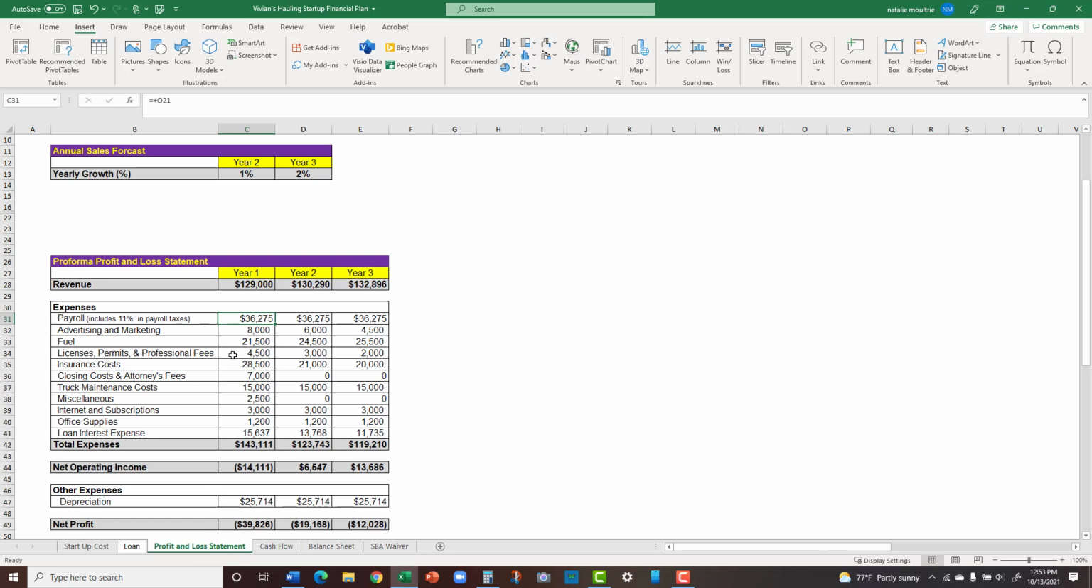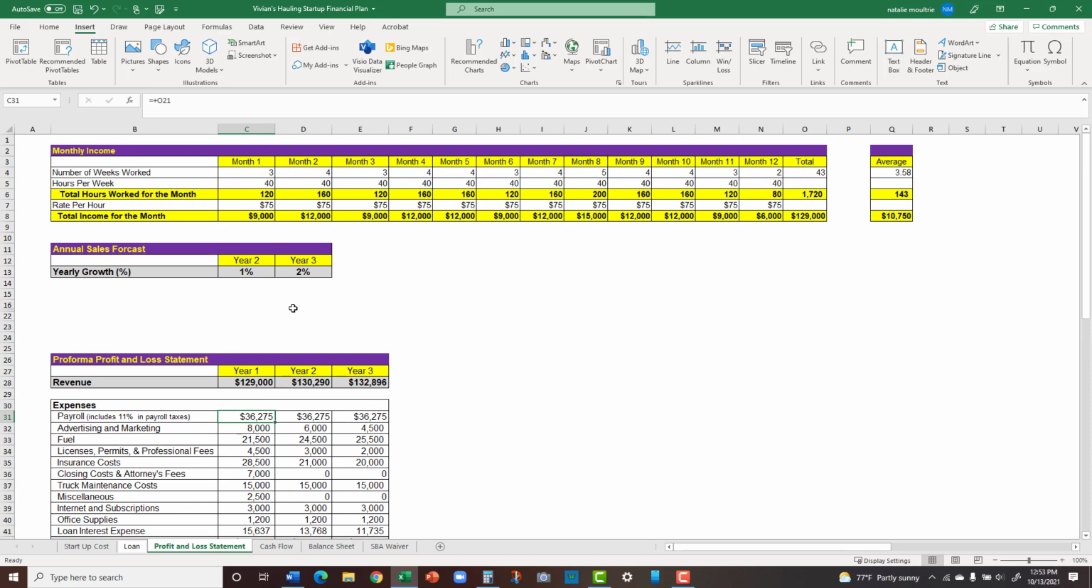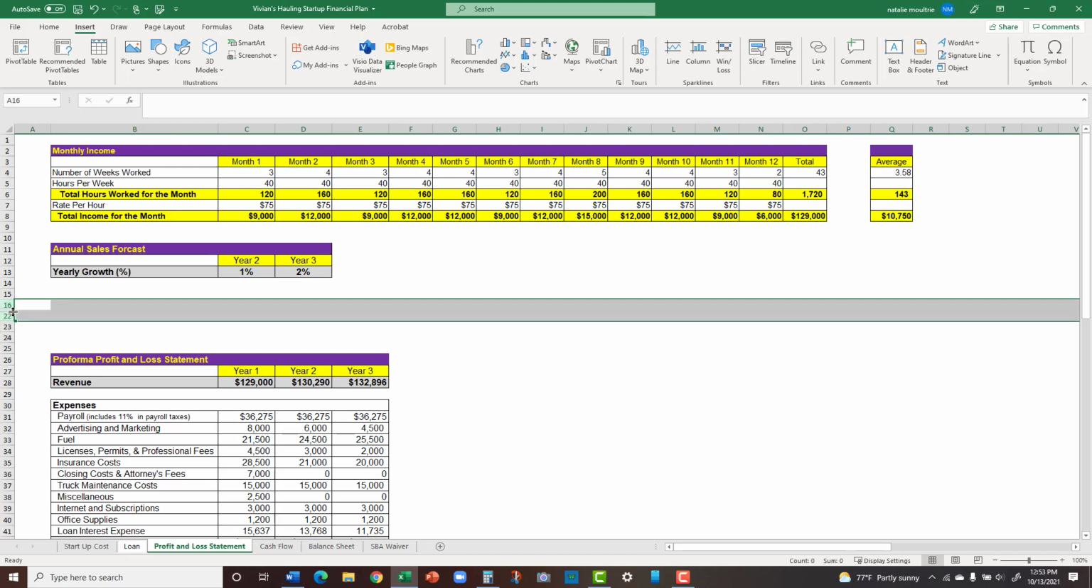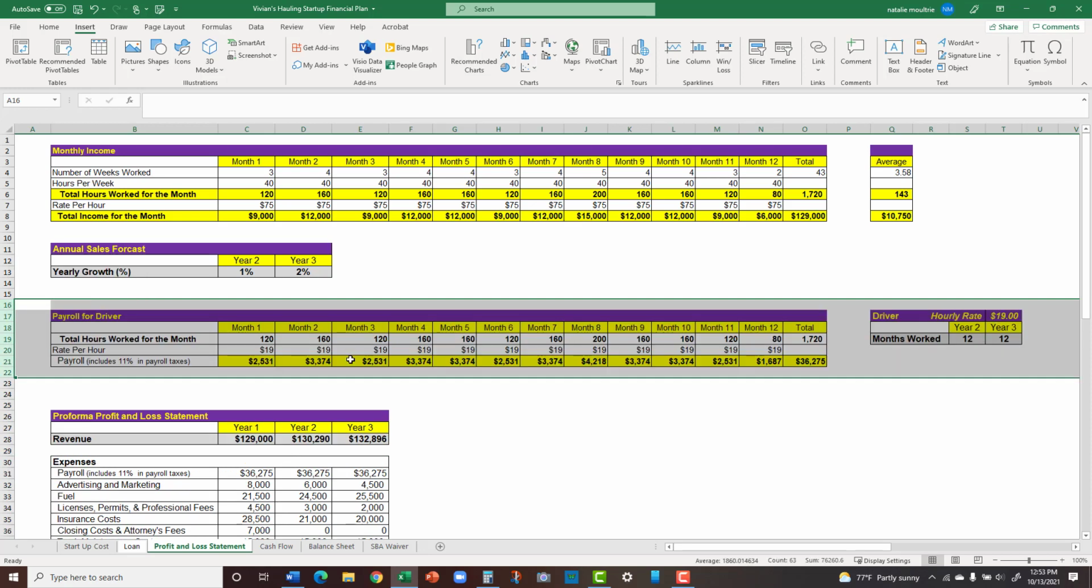All right, the first place a lot of people will look is in this payroll line. So Vivian decided to hire a driver the first year. So perhaps, and let's see how we came up with this $36,000. Let's take a closer look at it. Now, what I have available is a few hidden rows that I want to open up to show you how we came up with this $36,275. So let me just unhide those for you.